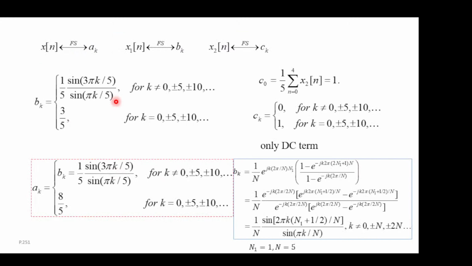And it's also nice because if you take the sine over sine with the limit of k going to 0, then that's also sine of 3 pi k over 5 divided by sine of pi k over 5, that's also 3 over 5. So that's nice, but if you want to be careful, then you need to calculate this separately. And so that's for bk.